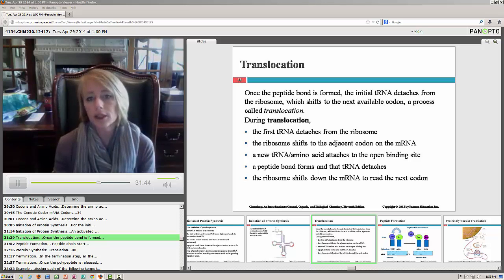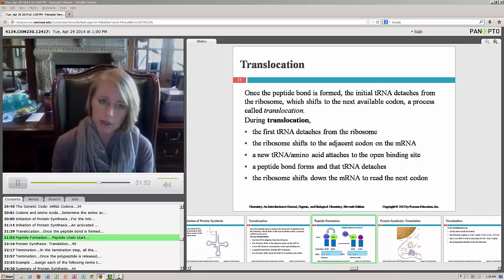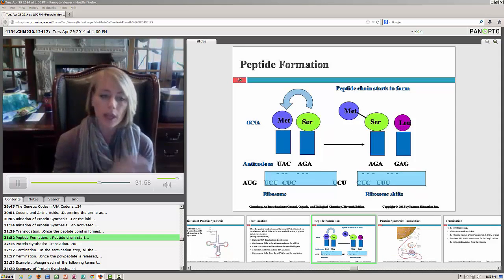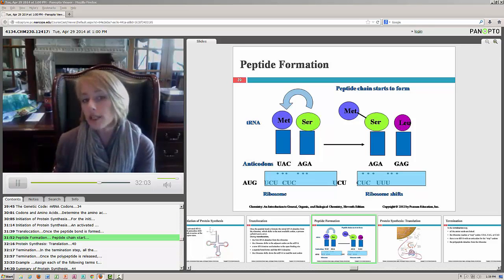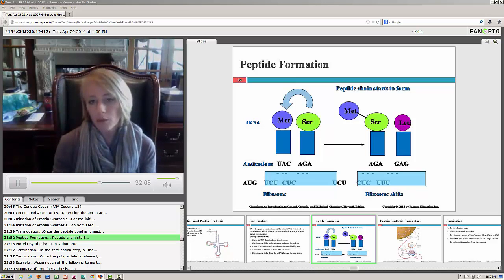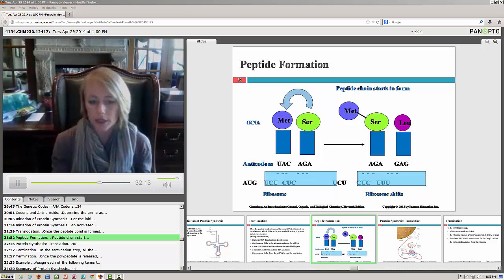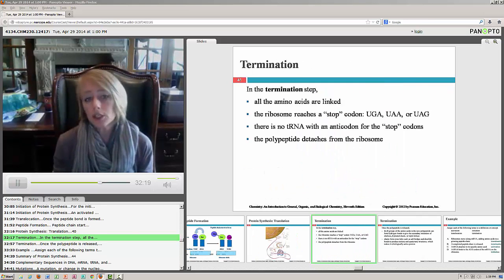Translocation just means that there's been a shift from the codon to the new transfer RNA, and so that just means that it's shifting. That's just a vocabulary word that tells you about the process. So as we translocate from one transfer RNA to the next one in the next codon sequence, the peptide bond will form, and then the next transfer RNA comes in, and then the next one's ejected, and then the next one comes in, so on and so forth. So that's translocation.